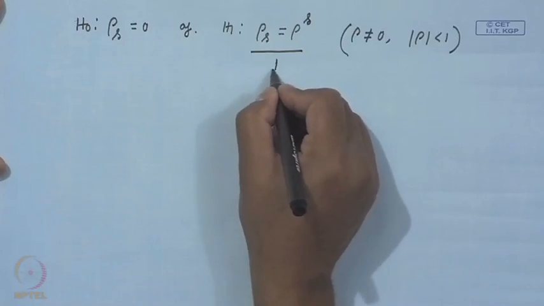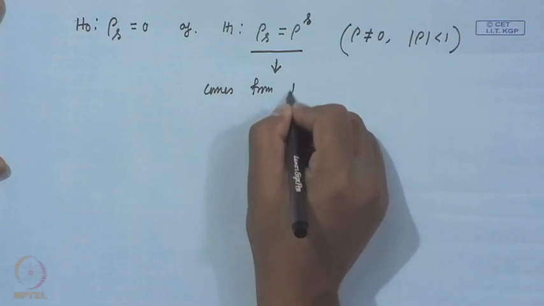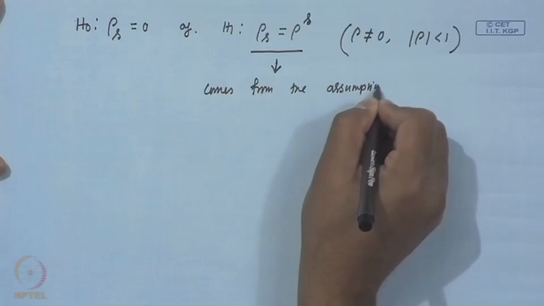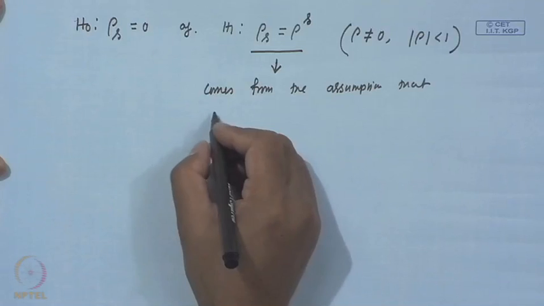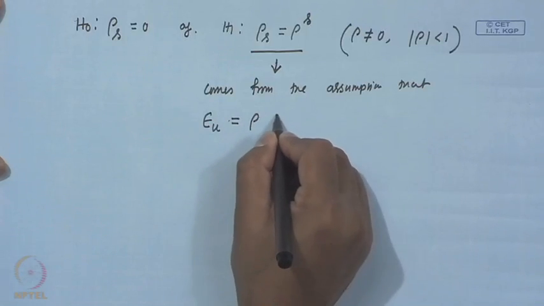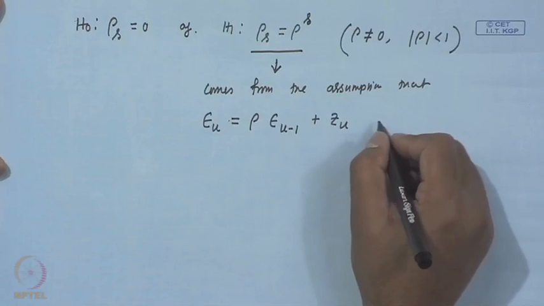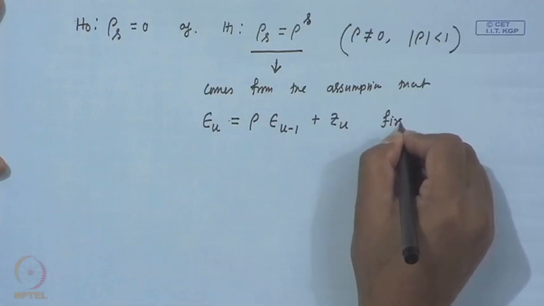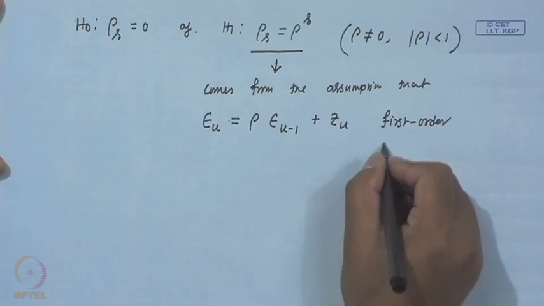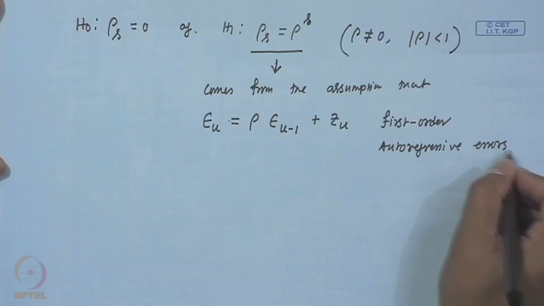Now, what I will do is try to justify the choice of this alternative hypothesis. Okay. This alternative hypothesis comes from the assumption that the errors follow this model: epsilon u is equal to rho epsilon u minus 1 plus z u. That means the errors are first order autoregressive errors.